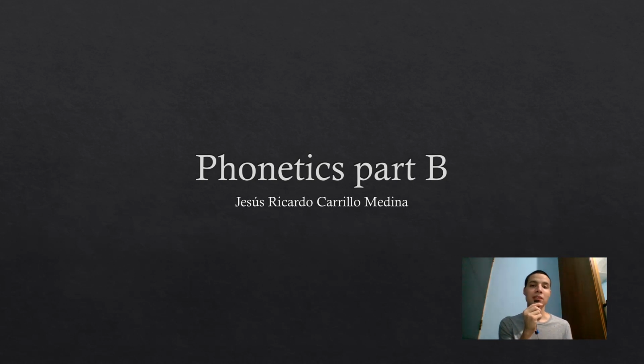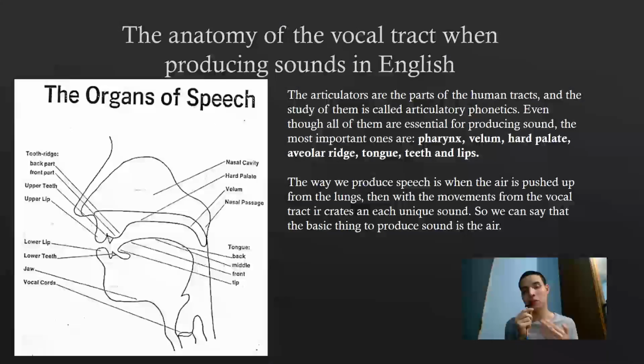I'm going to start by talking about the vocal tract when producing sounds in English. First of all, there are articulators in the parts of the human tract, and the study of them is called articulatory phonetics. Even though all of those articulatory parts are essential, the nasal cavity, the hard palate, the velum, the nasal passage, the tongue, the lower lip and upper lip, the lower teeth and upper teeth, the tooth ridge, the jaw, and the vocal cords, all of them are important. There are 7 of them that are considered the most important, and I'm going to talk about them later.